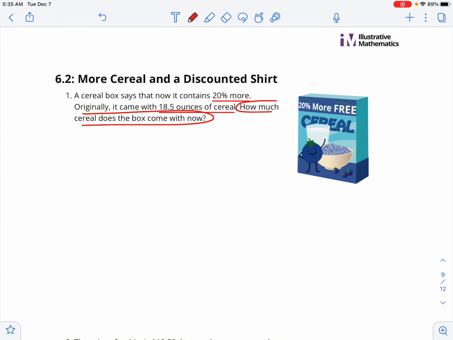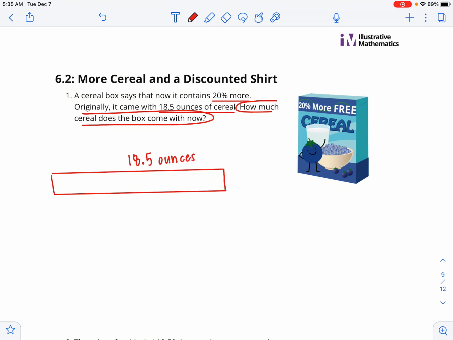I'm going to model question 1. I want you to complete it along with me in Classkick, and then you'll try question 2 on your own. I know that my original cereal box came with 18.5 ounces, and we're going to use a tape diagram to represent that. 18.5 ounces.